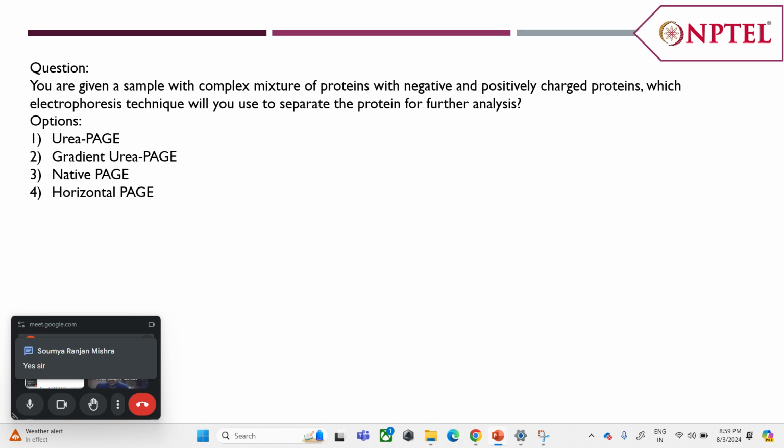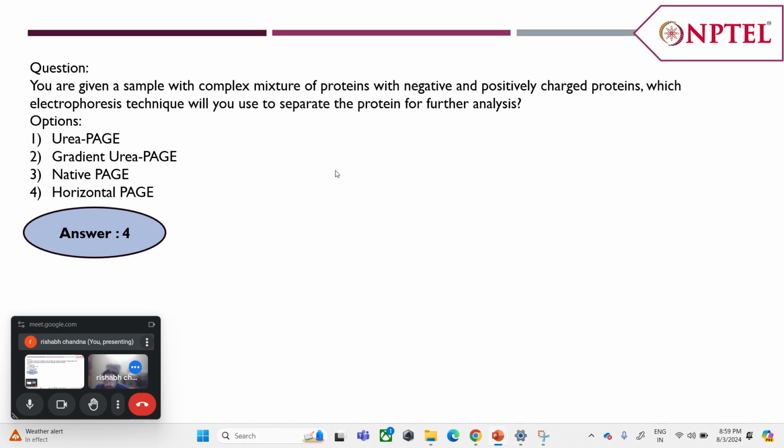Okay, so this was the next question, and the correct answer is option 4, that is horizontal PAGE. So why horizontal PAGE? Because in case of horizontal PAGE we only require the charge on the protein.